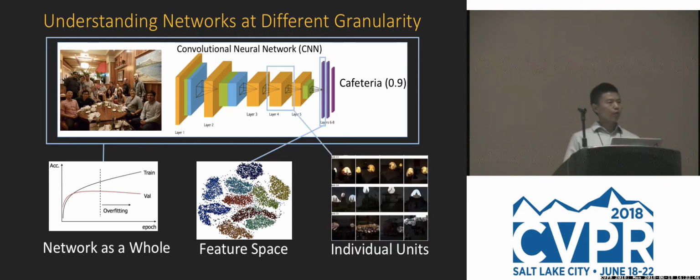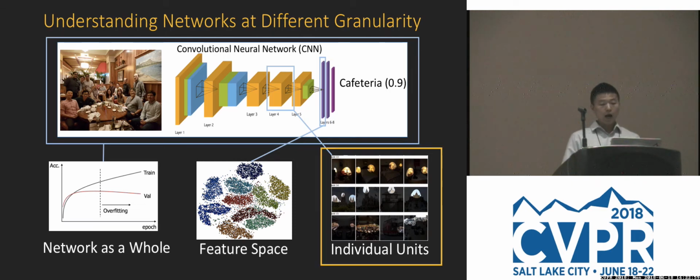Understanding a neural network could also be at the individual unit level. For each convolution filter or unit, we want to understand what has been learned by them and what each individual is doing. So for this tutorial, I will mainly focus on the last part, to understand what those individual units are doing. If we can better understand those individual units, which are the basic elements of the ConvNet, we can better understand the behaviors of the network.